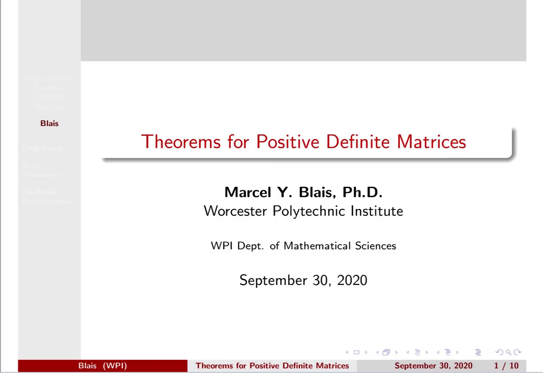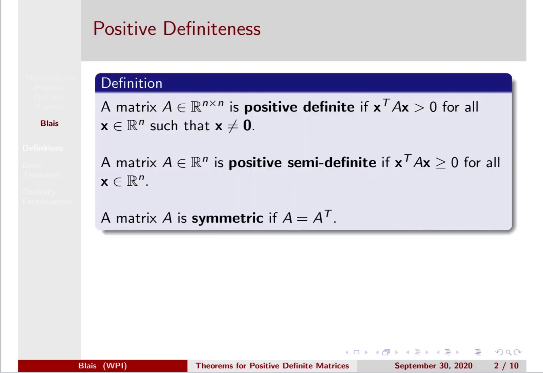In this lecture, we'll be studying properties of positive definite matrices. Specifically, we'll look at some classic theorems for such matrices. First, let's recall the definition of a matrix being positive definite.